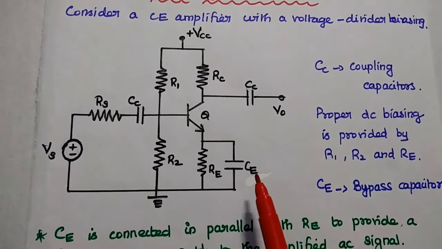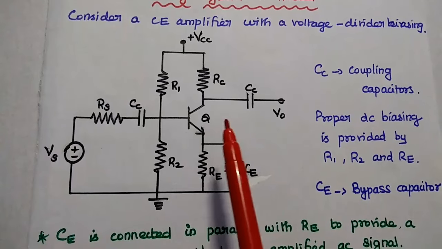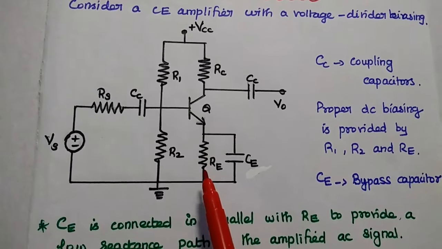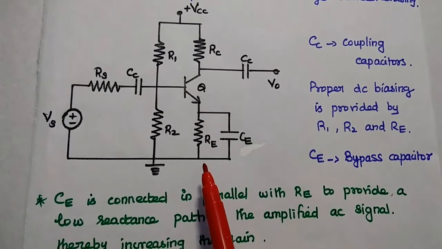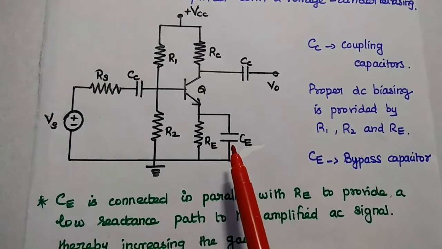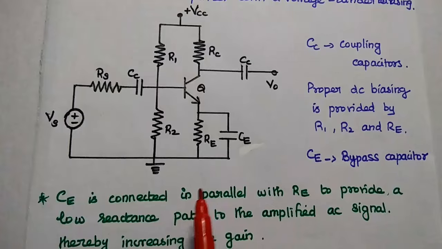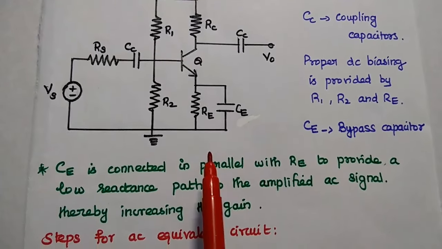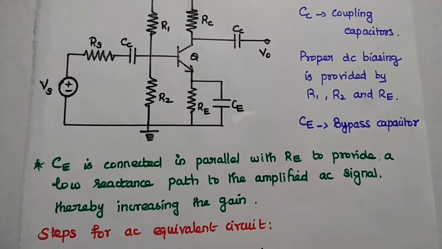If it is not used in the circuit, the amplified AC signal is also passing through this emitter resistance. If it is passing through this emitter resistance, there may be some voltage drop across this emitter resistor. So this will reduce the output voltage, in turn reducing the gain of the amplifier. So in order to increase the gain of the amplifier, the bypass capacitor is connected in parallel with this emitter resistor. Do you all understand this one?